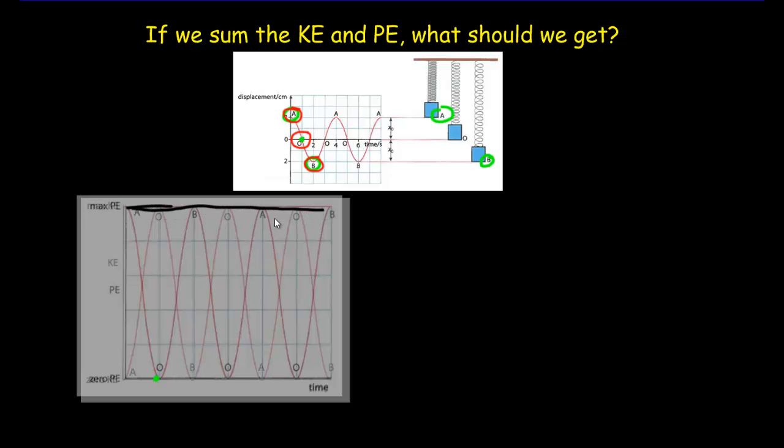This is my total energy. So if I look at, say, the kinetic energy here plus the potential energy here, they add up to the same value at any point along there, so that my KE plus PE is equal to the total energy, which is constant.